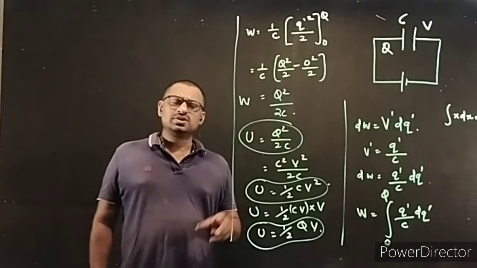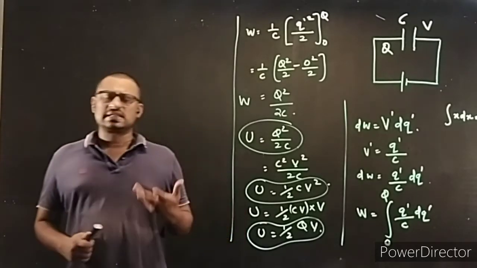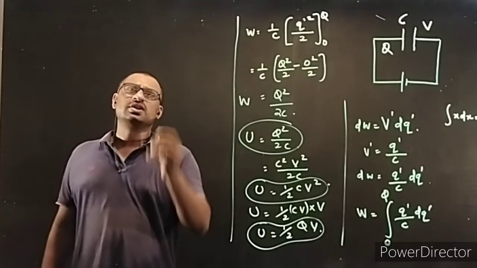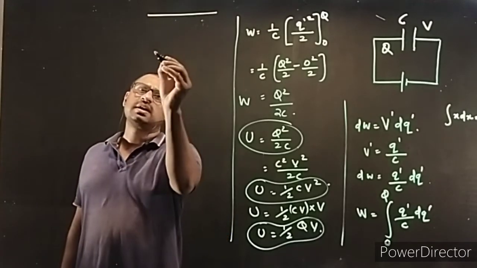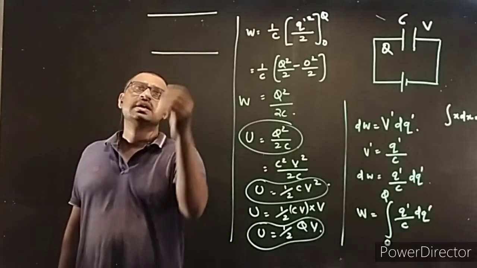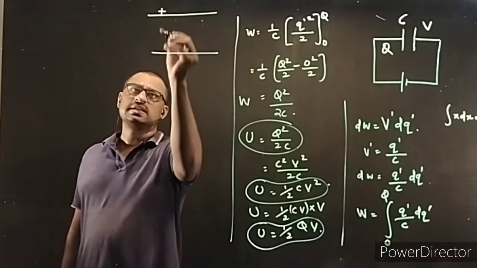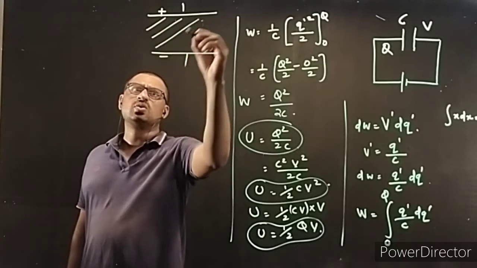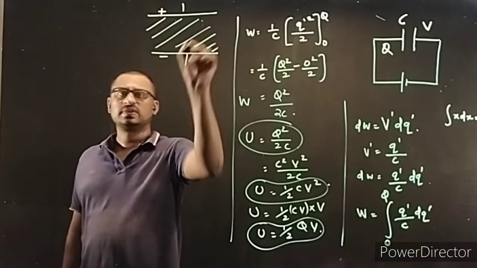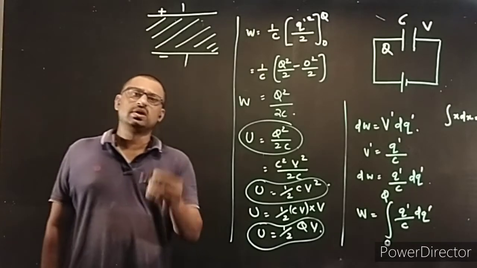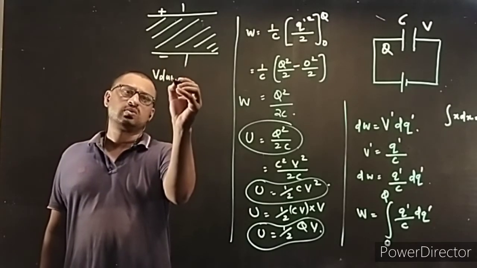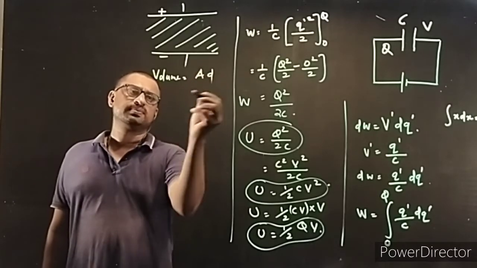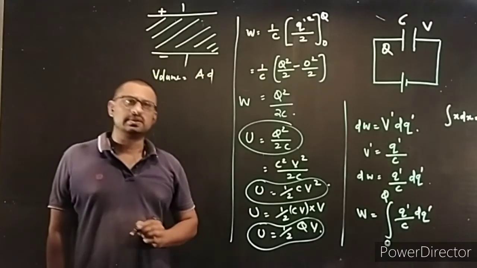Now, where does that energy reside? It's a very interesting thing to understand. I told you for a capacitor there is space between the plates. There is a positive plate and a negative plate, and the energy will be stored within this space. What is the volume of that space? That volume is equal to A into D.